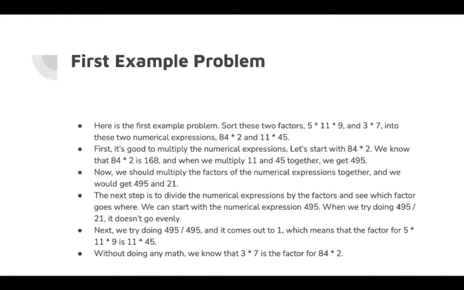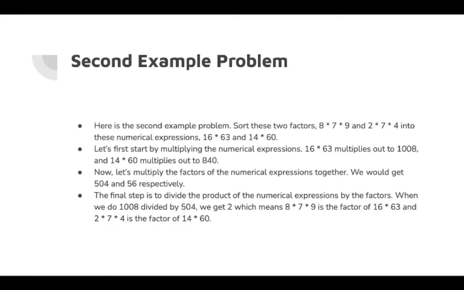The next step is to divide the numerical expressions by the factors and see which factor goes where. We can start with the numerical expression 495. When we try doing 495 divided by 21, it doesn't go evenly. Next, we try doing 495 divided by 495, and it comes out to 1, which means that the factor for 5 times 11 times 9 is 11 times 45. Without doing any math, we know that 3 times 7 is the factor for 84 times 2. I will do the next few example problems a little bit faster.